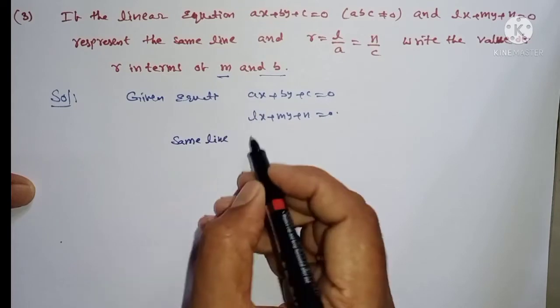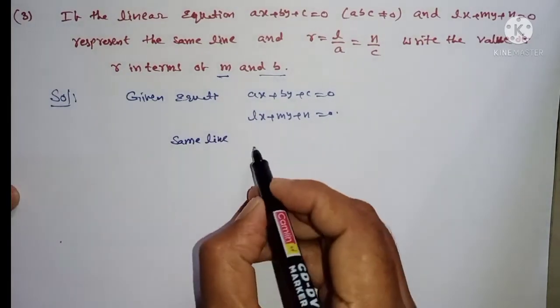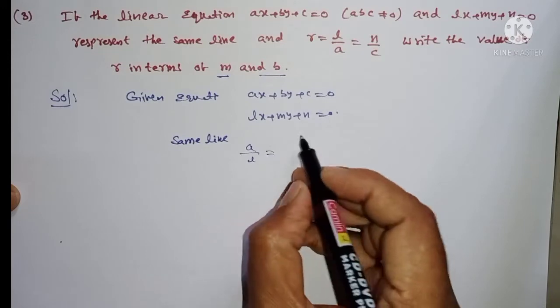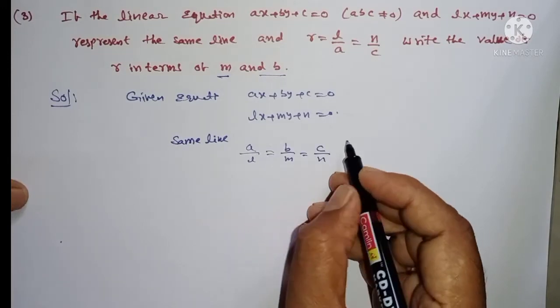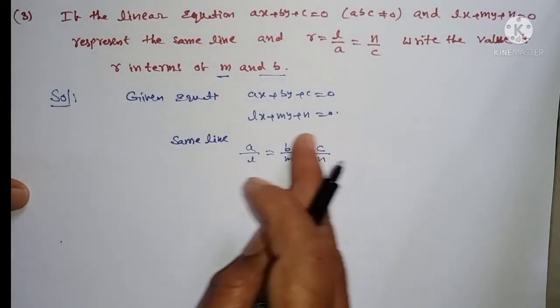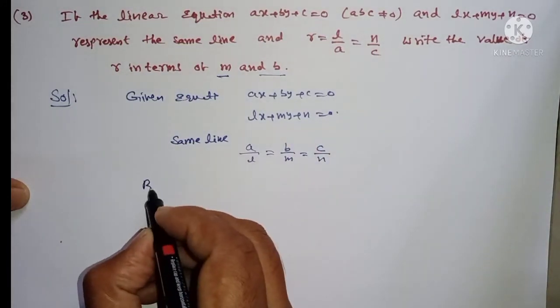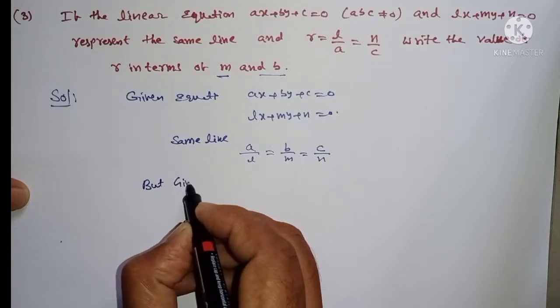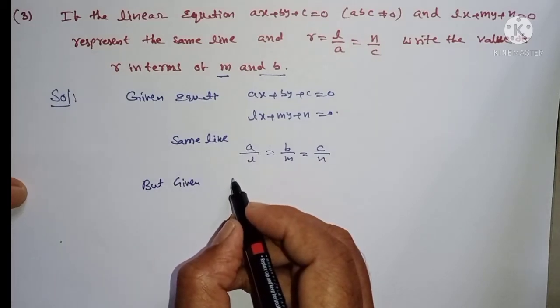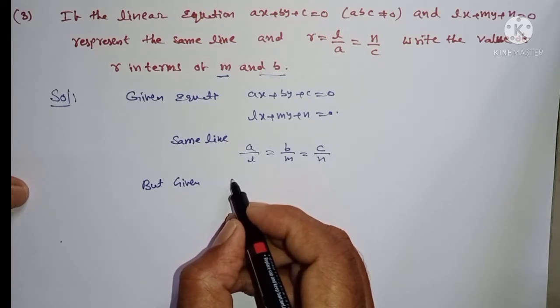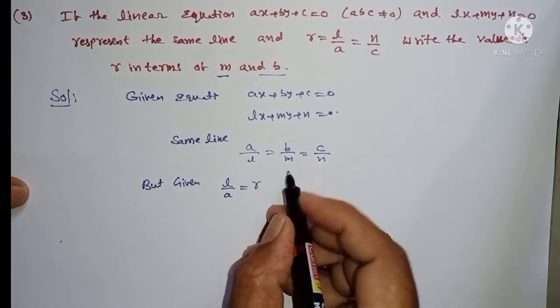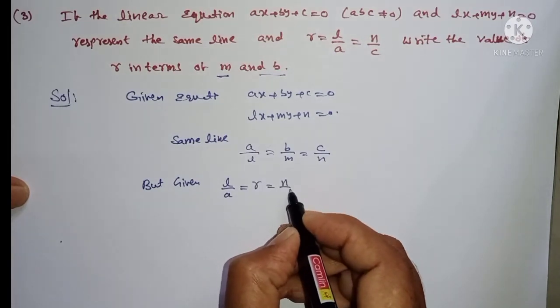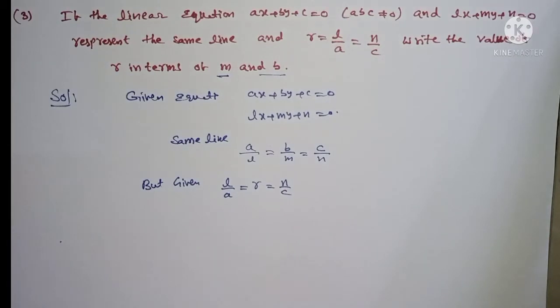Same lines means the coefficients must be equivalent. Therefore a by l is equal to b by m is equal to c by n. But what is given here? L by A is equal to R, or N by C is equal to R is given.